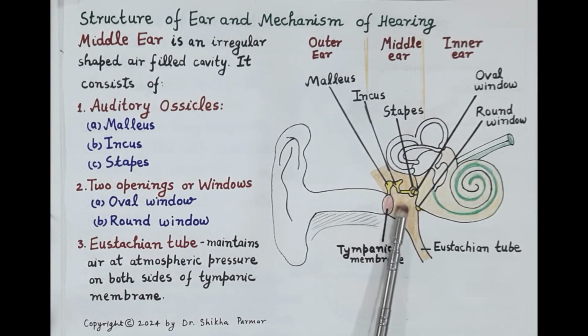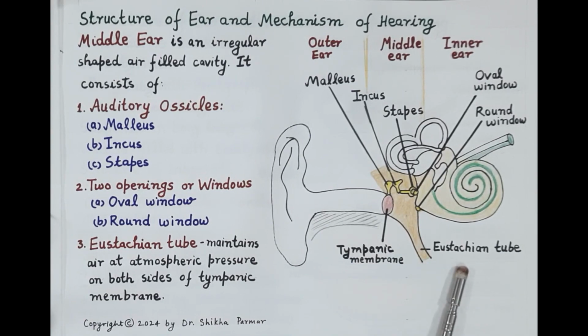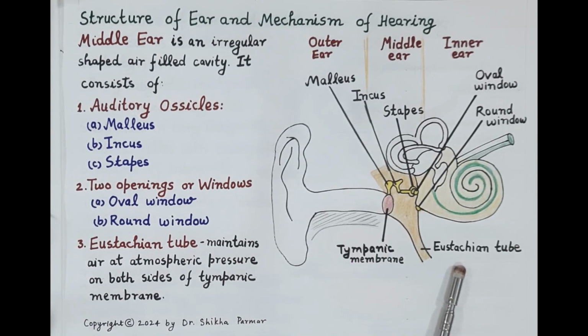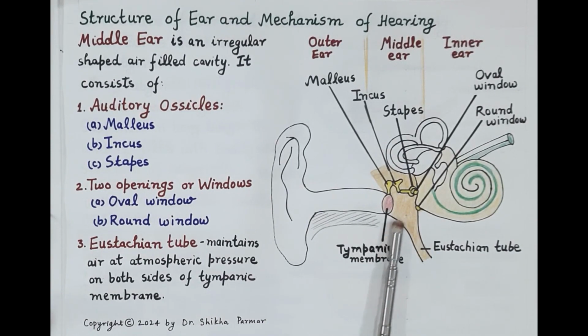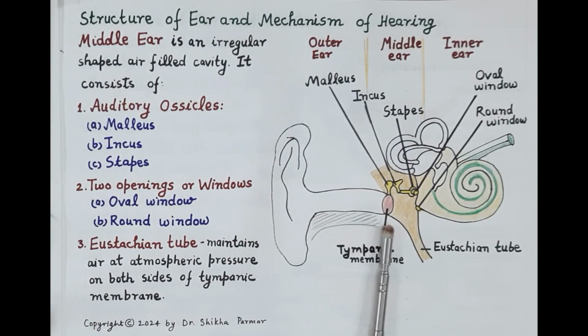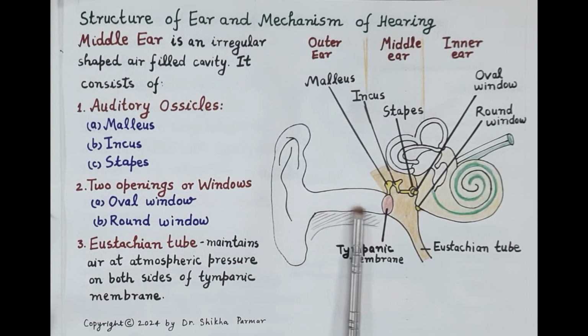And in the middle ear is also present the eustachian tube. Now this eustachian tube connects the middle ear with the nasopharynx. Now this tube maintains the air at atmospheric pressure on both the sides of tympanic membrane, so that the tympanic membrane vibrates when the sound waves collected by the pinna hit or strike it.